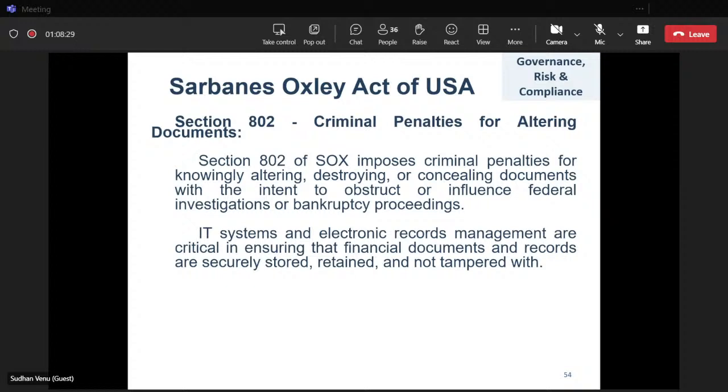Section 802 is for criminal penalties for altering documents. Criminal penalties are imposed for knowingly altering, destroying, or concealing documents with the intent to obstruct or influence a federal investigation or bankruptcy proceeding. This comes under Section 802.